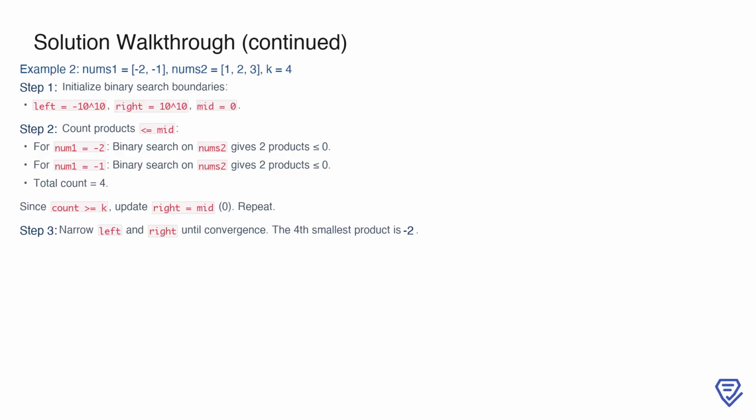Using the count_less_equal function, we count how many products are less than or equal to mid. For nums1 equal to -2, binary search on nums2 shows that 2 products are less than or equal to 0. Similarly, for nums1 equal to -1, there are also 2 products less than or equal to 0. This gives a total count of 4 products less than or equal to mid. Since this count is equal to k, we adjust our search range by setting right to mid, updating it to 0. We continue to narrow the range, adjusting left and right iteratively. When the two boundaries converge, the result is -2, which is the fourth smallest product.